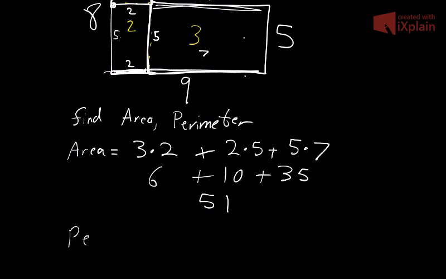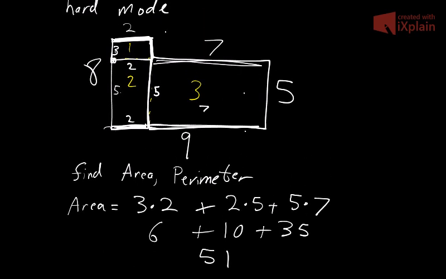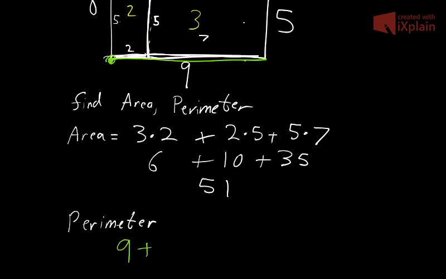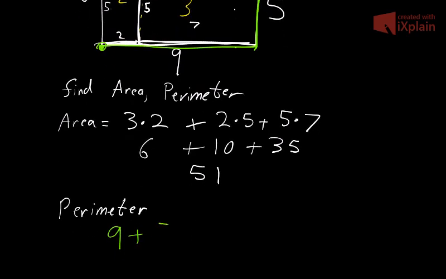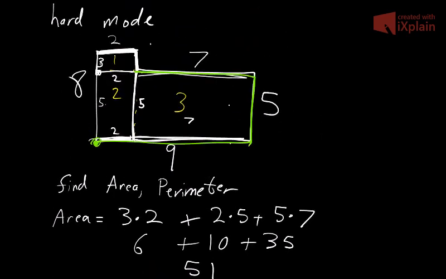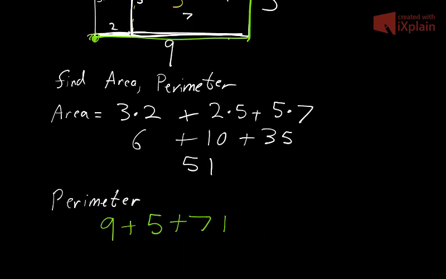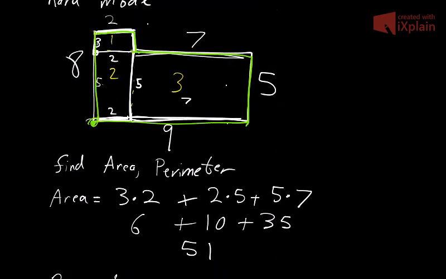The next part is the perimeter, which I'm going to do the exact same way. I'm going to take Perry. He's going to start off in a corner, and we're just going to trace our way around my shape. So it's going to be 9 here. 9 plus going up is going to be 5 and 7. Let me write that. 5 plus 7. Then here I have a 3 and a 2. And one more time going all the way down, I have 8.